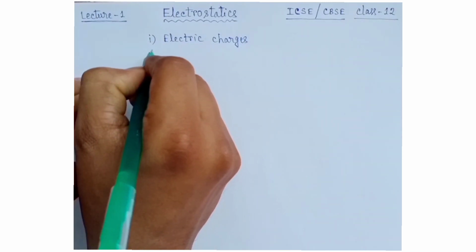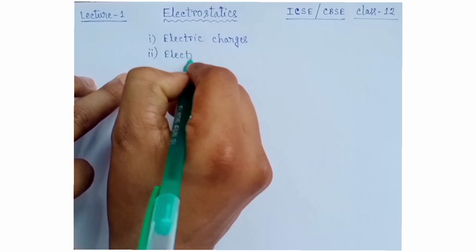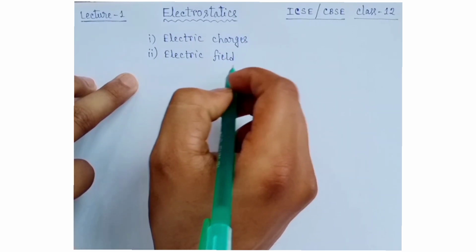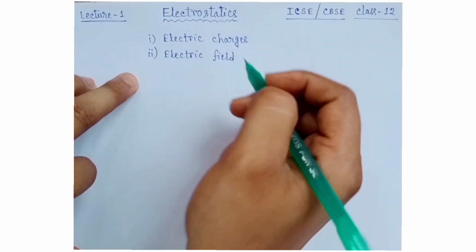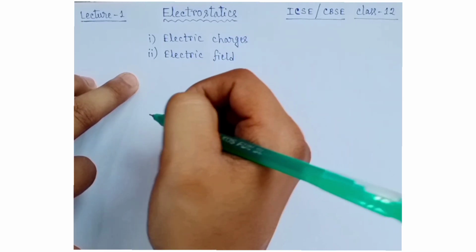In the second part, we will discuss electrostatic field or the electric field and field intensity. In this portion, we will discuss electric field, Coulomb's law, electric field lines, electric flux, Gauss's law, and its applications.